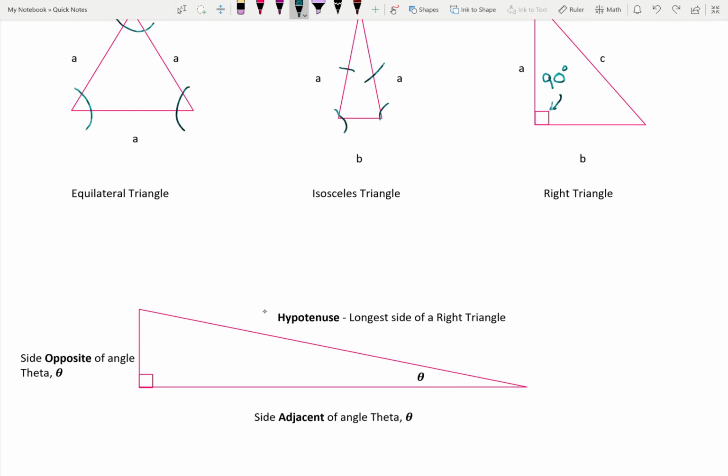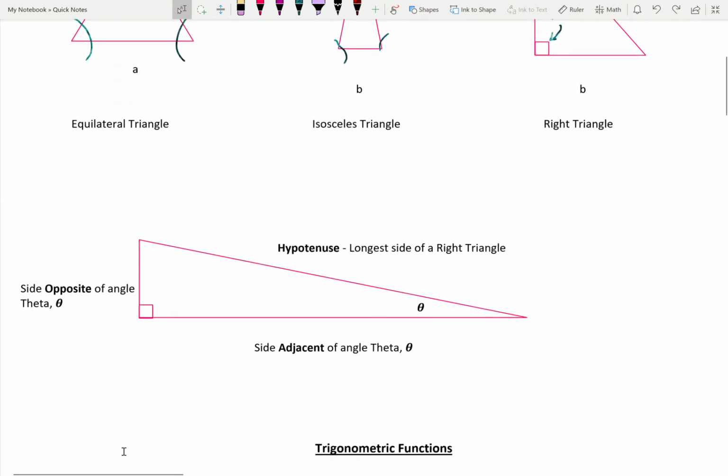Now, this side right here, this one is adjacent to angle theta. Of course, there are two adjacent sides to angle theta, but one of them is going to be the longest side, which is our hypotenuse. So we don't call that one the adjacent, we call the leftover one the adjacent side. Okay, good. So hopefully a lot of this is review for many of you guys. You remember from high school or something like that.